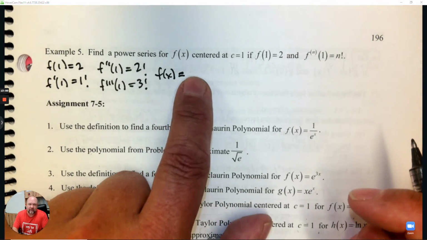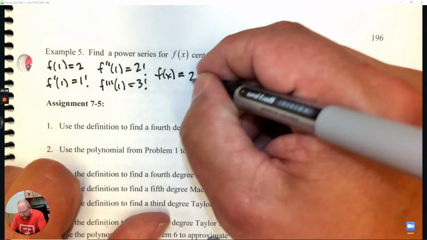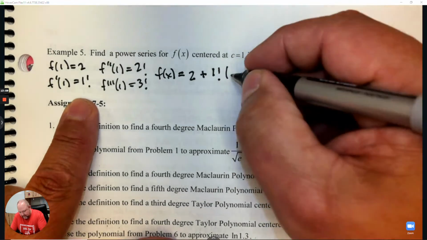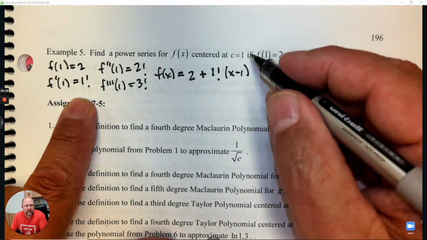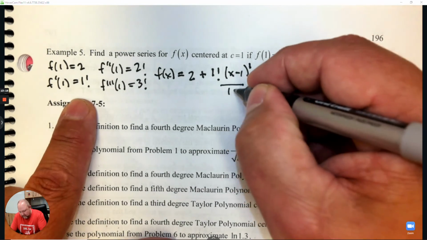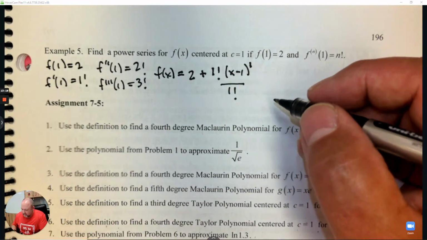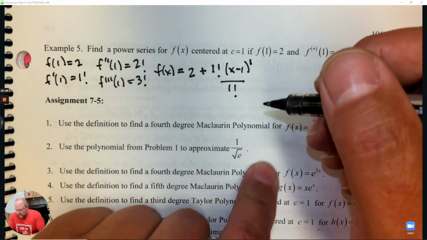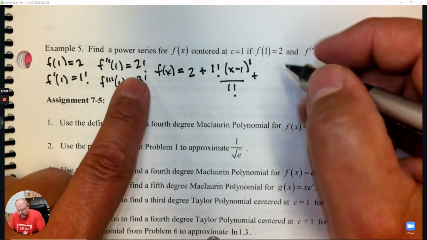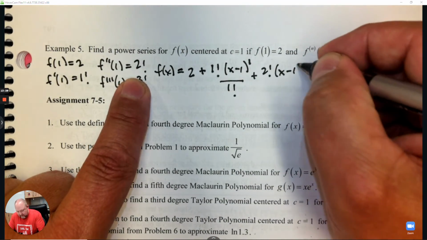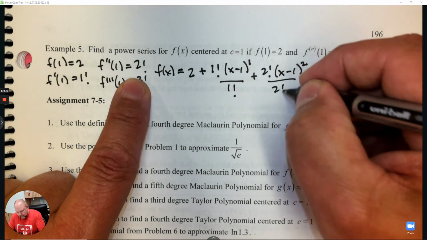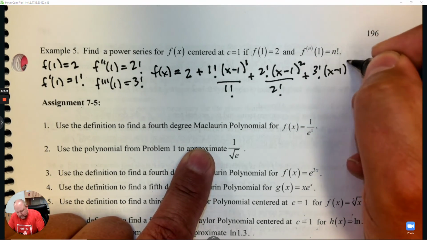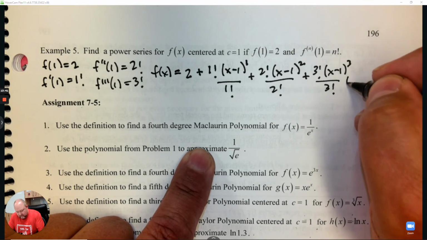So how do we start this power series? Start with this value, f at 1, which is 2. And then we have 1 factorial, x minus 1, because it's not 0, to the exponent 1 over 1 factorial. You're going to see what's going to happen to the factorials when you do that. The next one is 2 factorial, and it's x minus 1 to the 2 over 2 factorial. The next one's 3 factorial, x minus 1 to the 3 over 3 factorial.